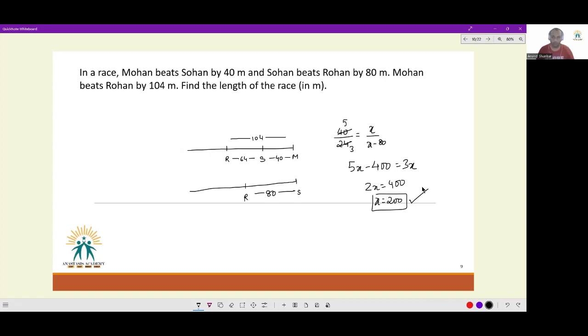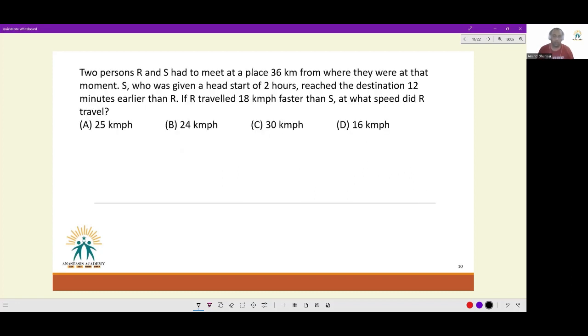Okay. Next, 2 persons R and S had to meet at a place 36 kilometers from where they were at that moment. So they both have to travel 36 kilometers. S, who was given a head start of 2 hours, reached the destination 12 minutes earlier than R. If R traveled 18 kilometers per hour faster than S, at what speed did R travel?